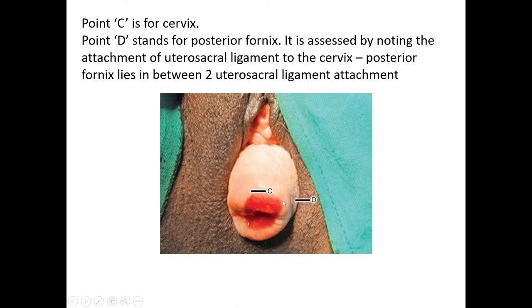And if there is too much difference between the measurement of point C and point D, then you know that instead of a prolapse, it could be a case of elongation of the cervix, right?